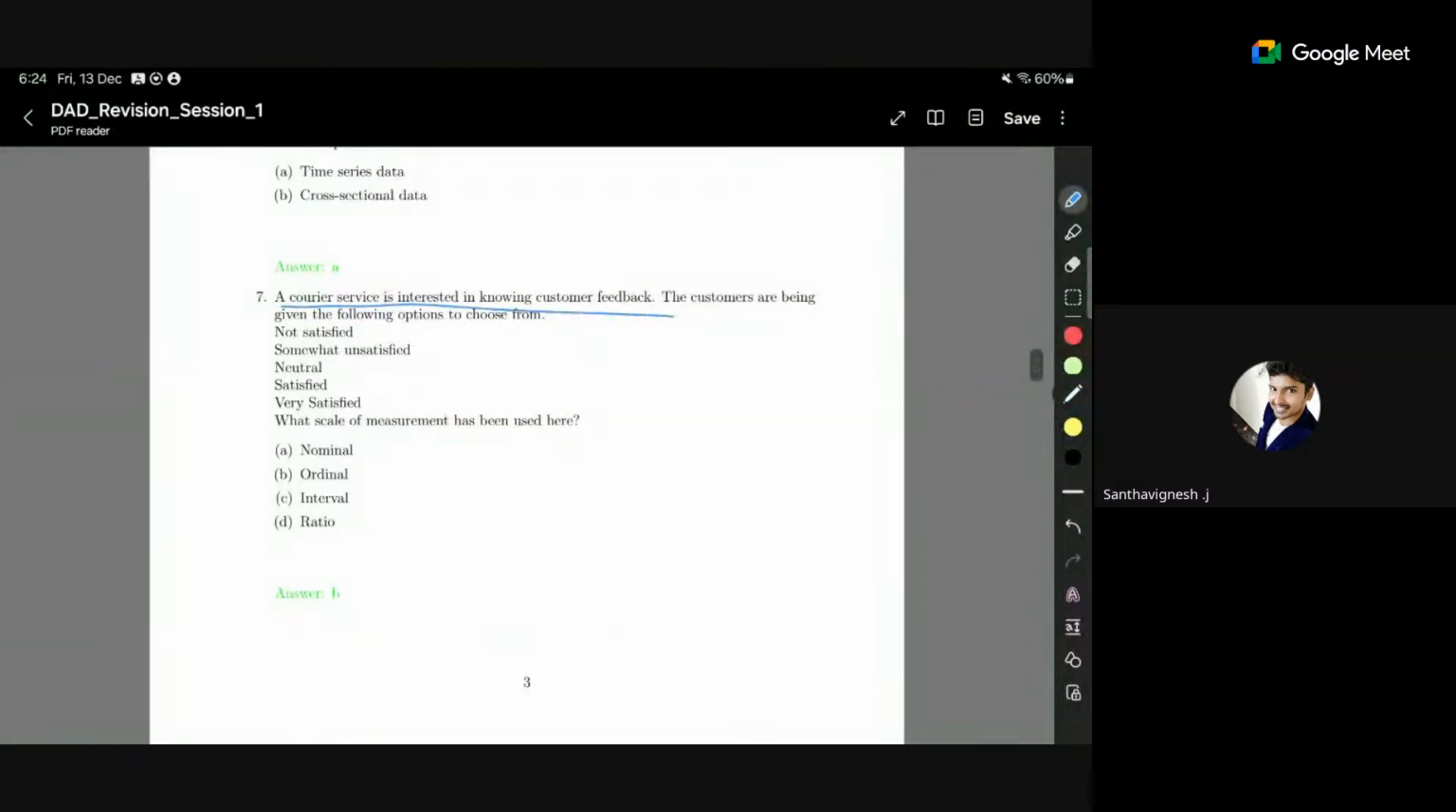So let's say a courier service is interested in knowing customer feedback, right? The customers are being given the following options to choose from. So feedback is given to them in this way. This is the feedback. You can see this is not numbers, so it comes under categorical. And in categorical there are two types: either nominal or ordinal.